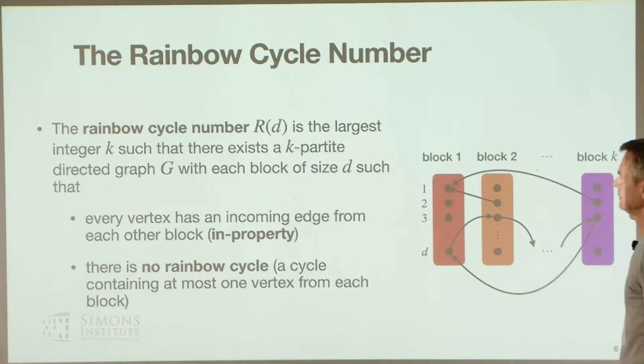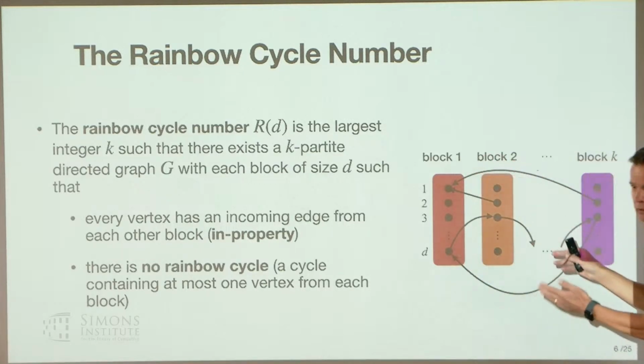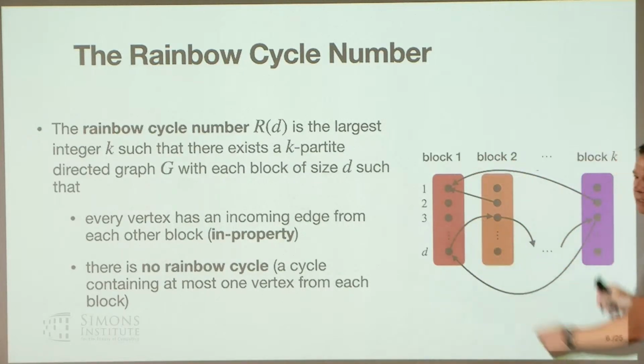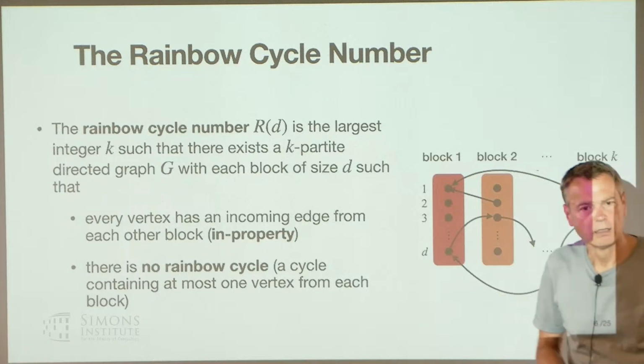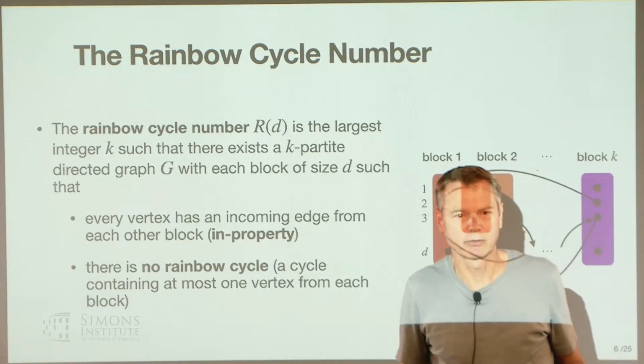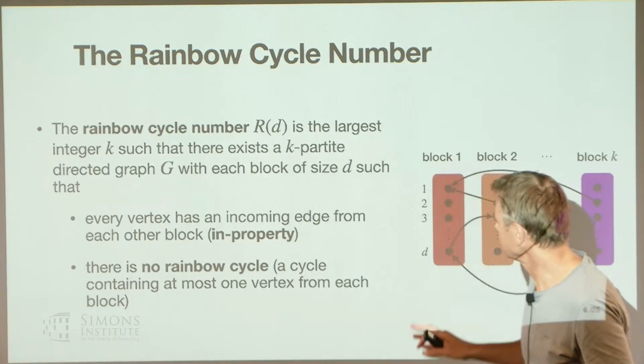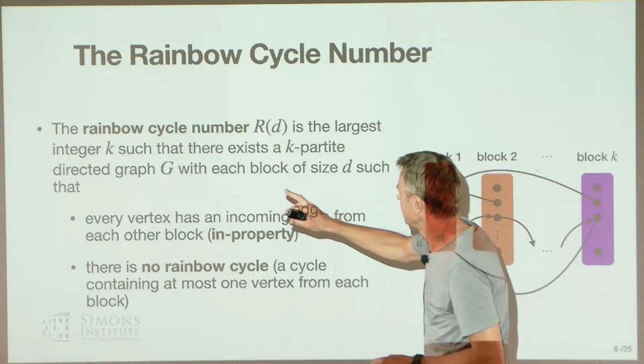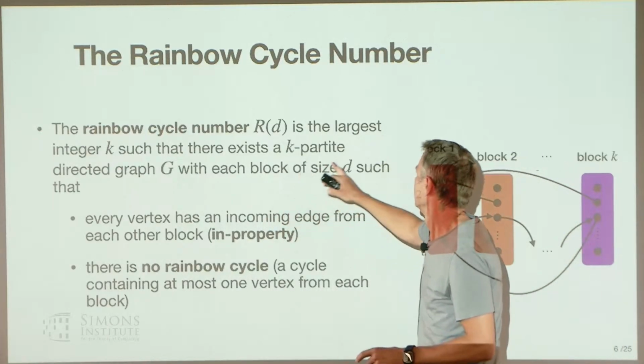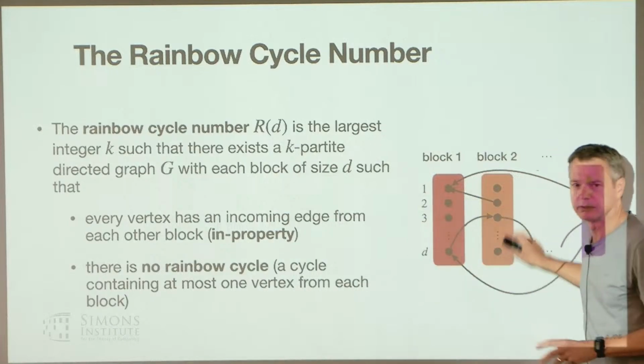And now the rainbow cycle number is the largest integer k such that there exists such a k-partite graph. So you fix the size of the blocks, and you want to get the largest number of blocks with this property. Yes? You're not fixing the graph here? You're not fixing the graph. The rainbow cycle number is the largest integer k such that there exists a k-partite directed graph with this property.